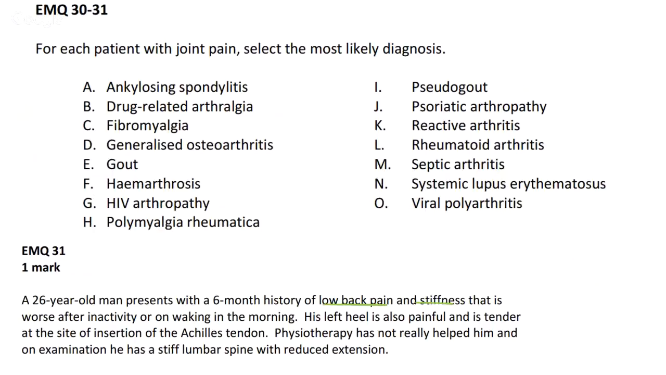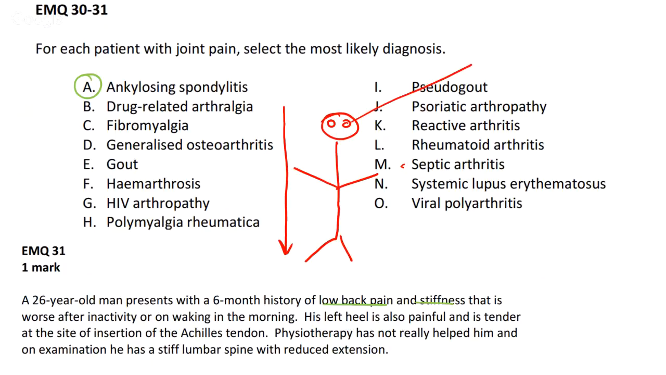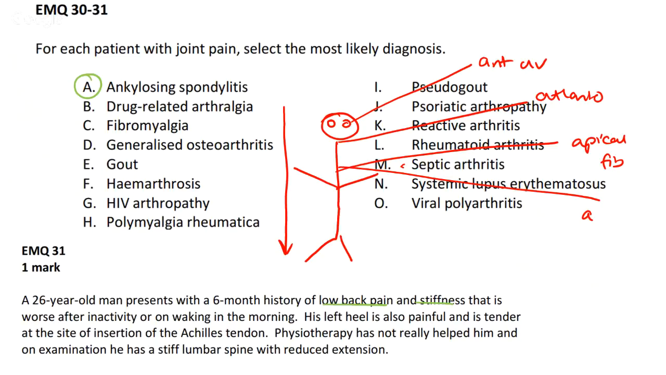Low back pain, stiffness, next: ankylosing spondylitis. What are the complications of ankylosing spondylitis? Anterior uveitis, atlantoaxial subluxation, fibrosis of the apices of the lungs, and aortic valve problems. Is it aortic stenosis or aortic regurgitation? Regurgitation.